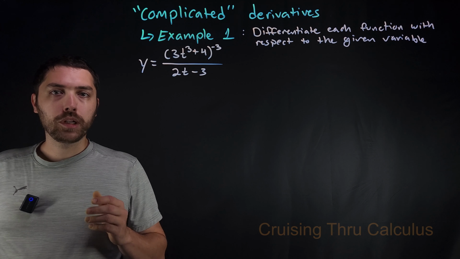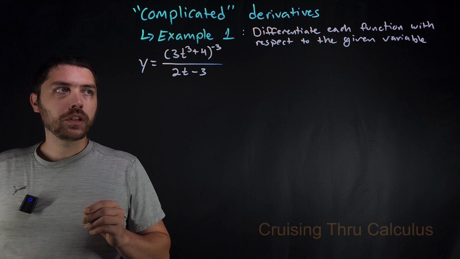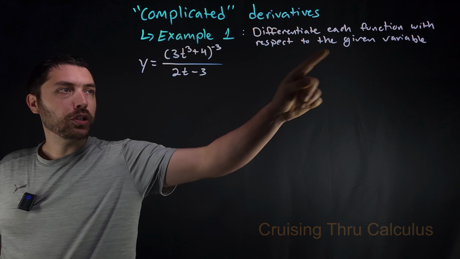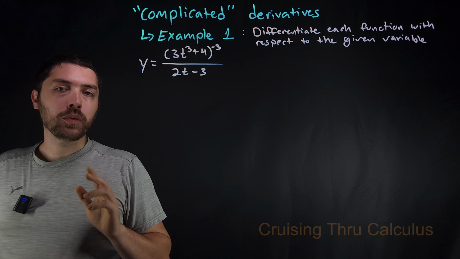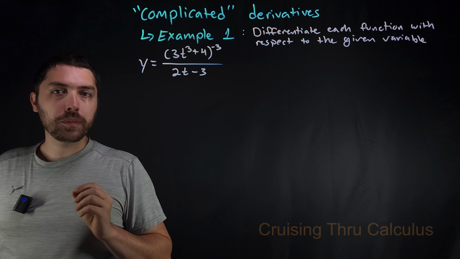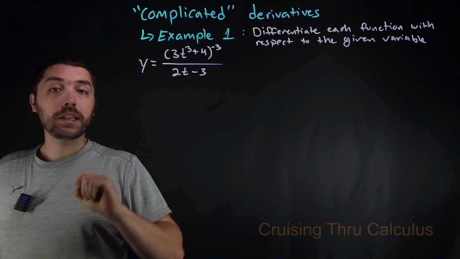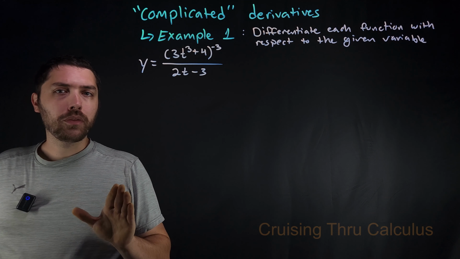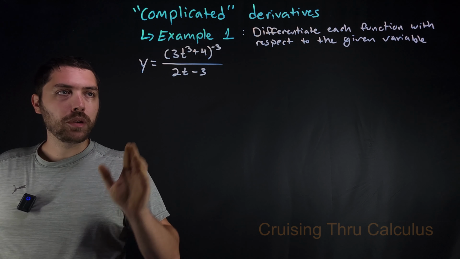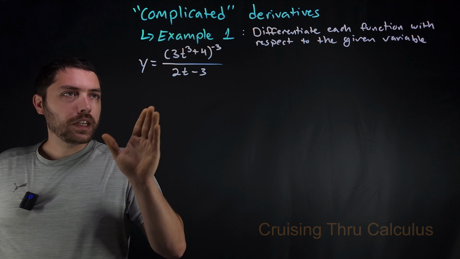For each problem, we're going to be following the same set of instructions. It says differentiate each function with respect to the given variable. The reason why they word it that way is because we're not always going to be using x. In fact, in this problem, we're going to be finding the derivative with respect to t this time. Don't let that throw you off though. You're going to do all the same things that you would do if this was x. So let's take a look at this.